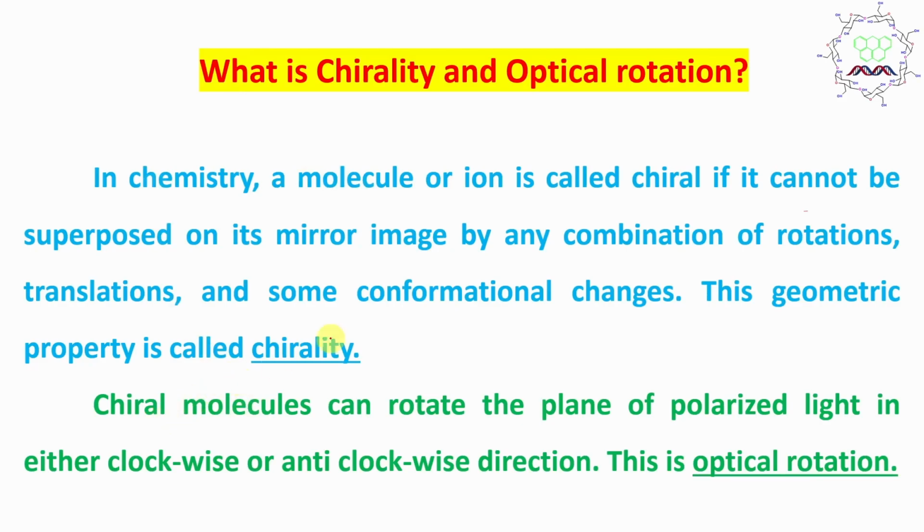Now, next point: what is optical rotation? A chiral molecule interacts with plane polarized light and can rotate the plane, either to the right side or the left side, meaning clockwise or anti-clockwise, and this phenomenon is called optical rotation. So the presence of a chiral compound you can detect by plane polarized light, and optical rotation is dependent on the property of that molecule itself.